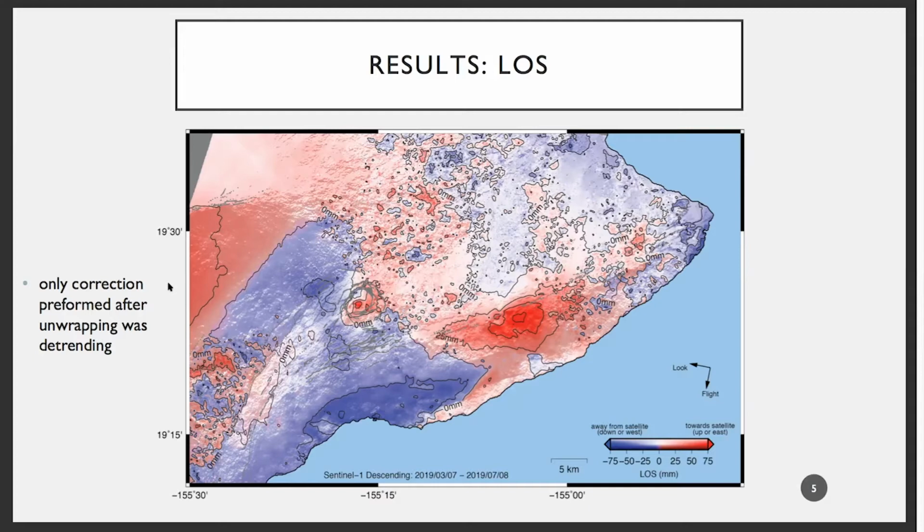After I made the interferogram, besides the filtering that's already done in the program, I also just detrended the image to try to help with atmospheric correction that can occur around the summit since it's a very tall structure.